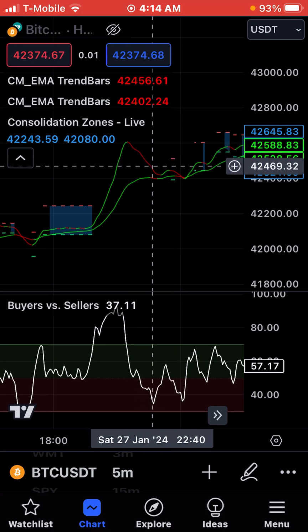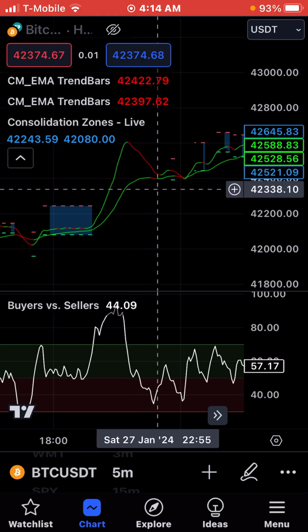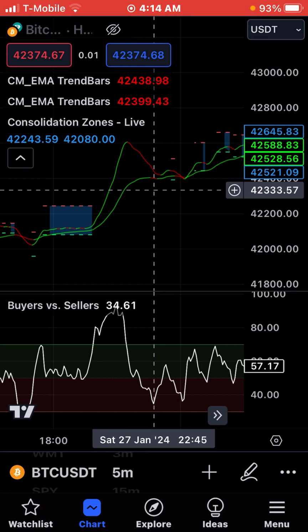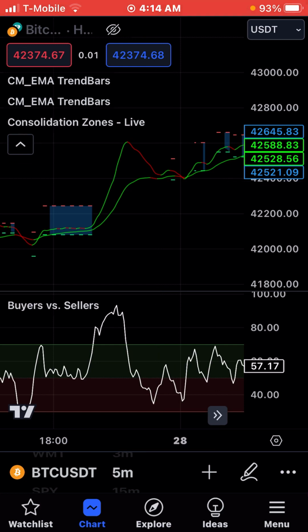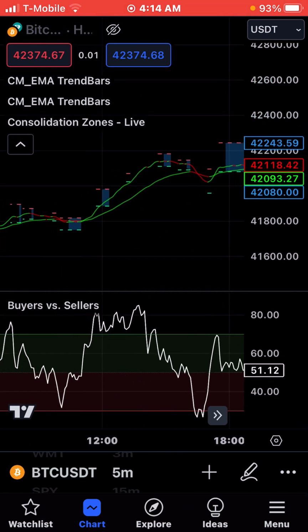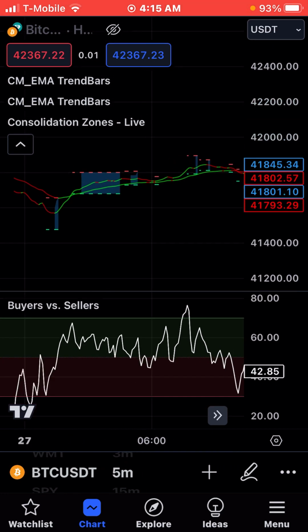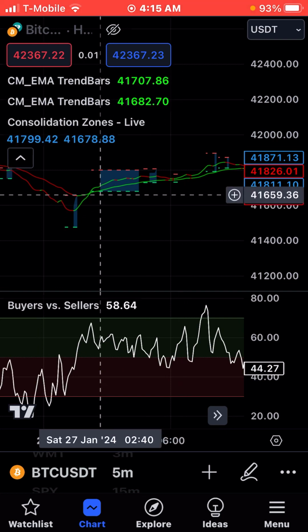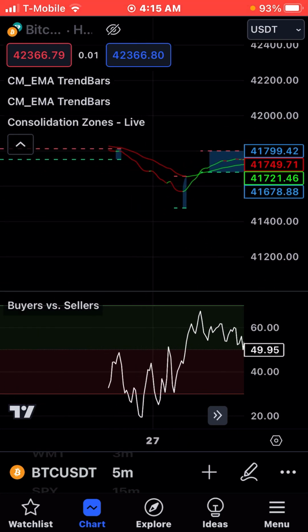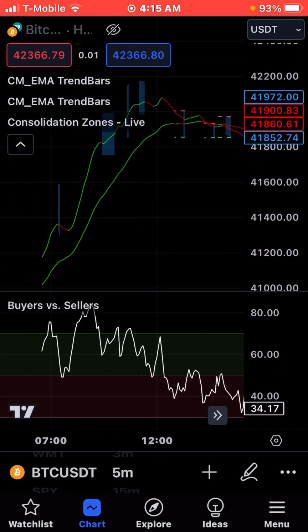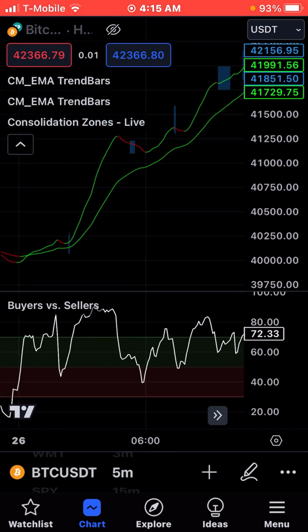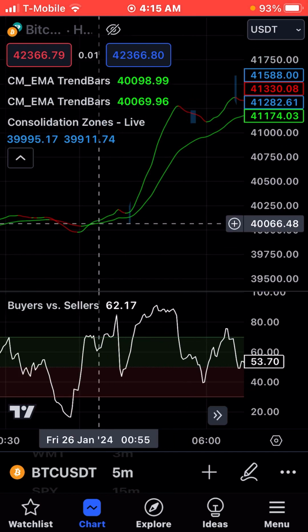You don't necessarily have to get out until it hits into the red zone on buyers versus sellers, or you can look for it to turn red with your CEM EMA trend bars. So you just look for all the moments where they cross. There's a moment right here. There's a moment right here. Let's see if there's any more. And there's a good moment right here.